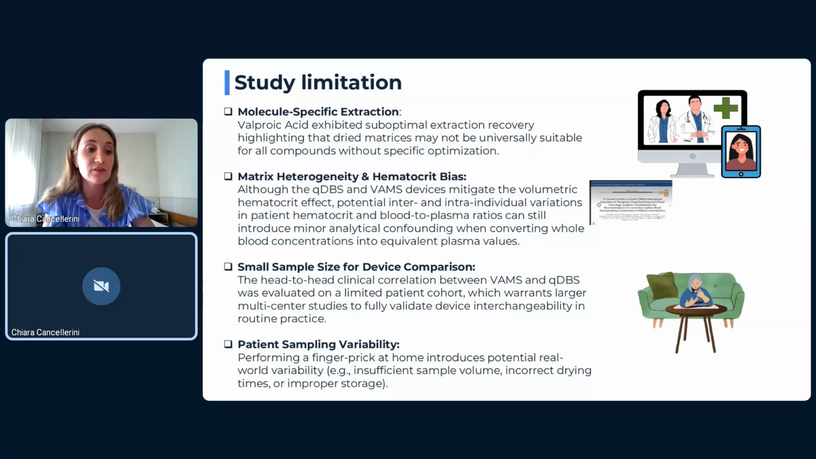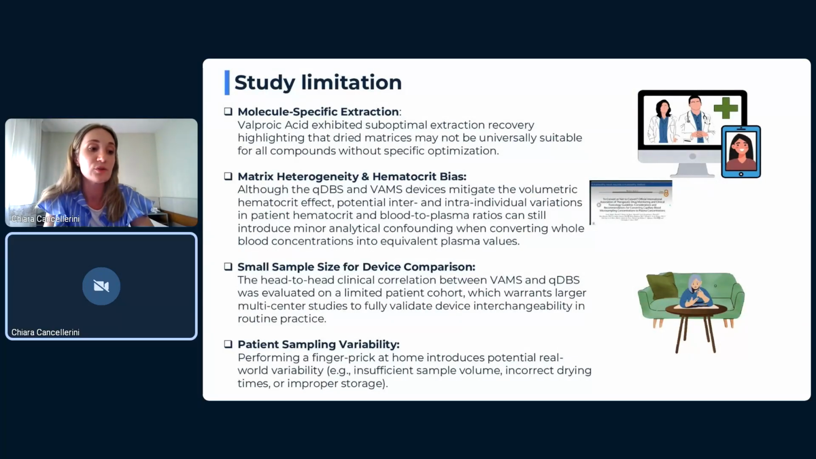And then there are the different kinds of matrices. Microsampling mitigates the volume and hematocrit effect, but the potential inter-individual variation in patient hematocrit and the blood-to-plasma ratio can still introduce analytical bias. So we have to consider how to convert the whole blood into the plasma value.